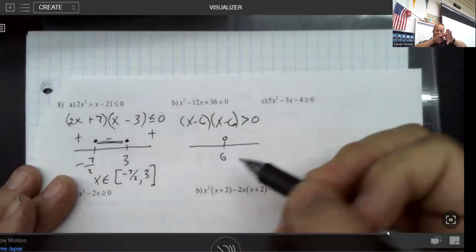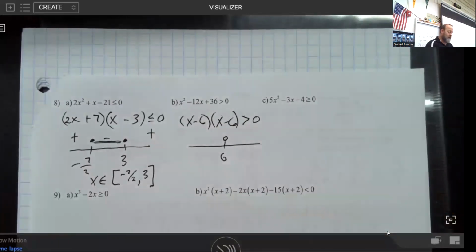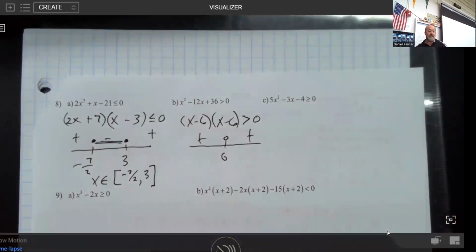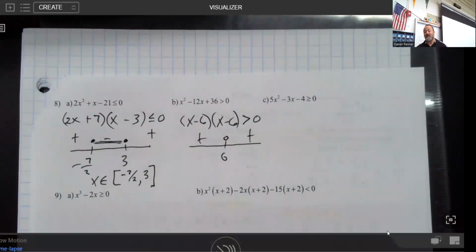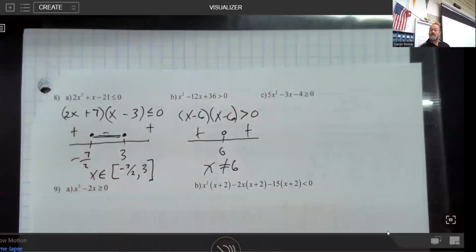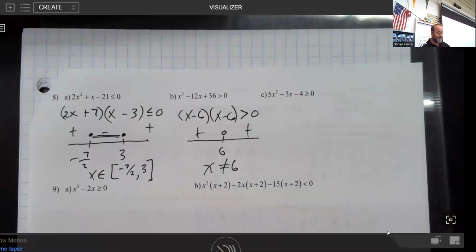And just like before, this is an upward sloping parabola, so I know that it's up on both sides. And so I want to know, where is this thing greater than 0? Well, the easiest way to say it is it's greater than 0 everywhere except at 6 itself. So all we do is say, well, just don't pick 6. That's probably the easiest way to express that answer.